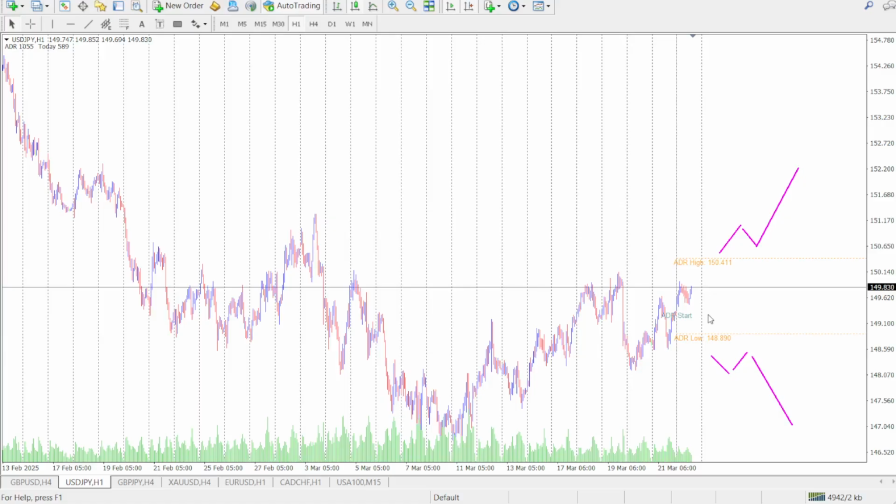So the ADR indicator for MT4 is an effective tool that helps traders understand daily price movement potential. Whether you are trading breakouts or reversals, this indicator is an effective tool that you might want to consider having in your trading arsenal.